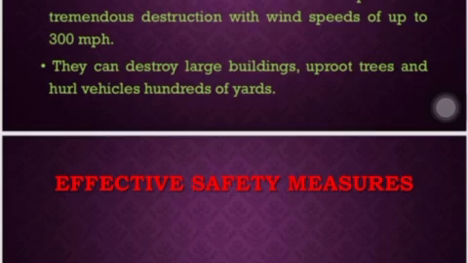The next topic is the effective safety measures that I'll continue in the next class.